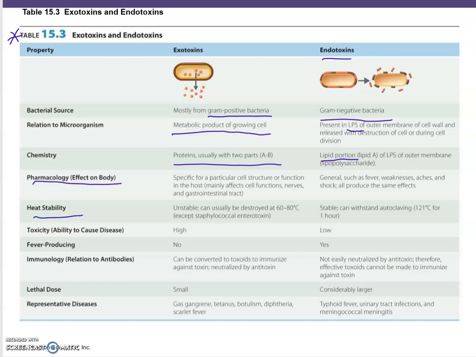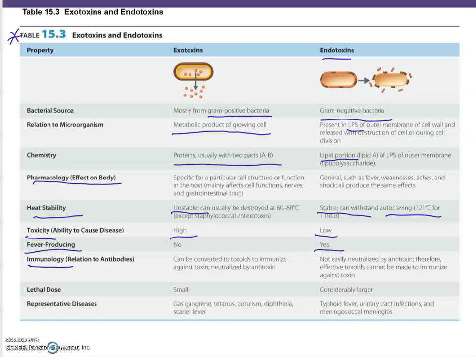Heat stability: since exotoxins are proteins, they are not heat stable. The endotoxins can withstand higher temperatures, some of them even autoclaving at 121 degrees Celsius. The toxicity is high for the exotoxins and fairly low for the endotoxins. Fever producing you would see only in the endotoxins.